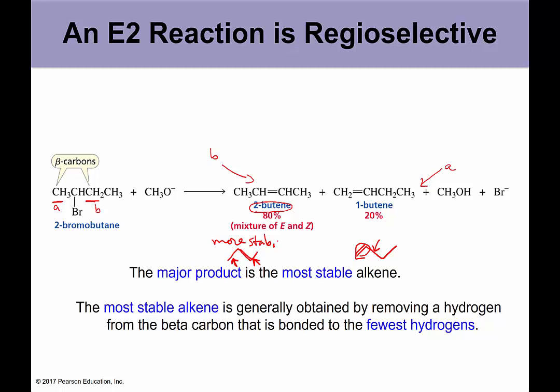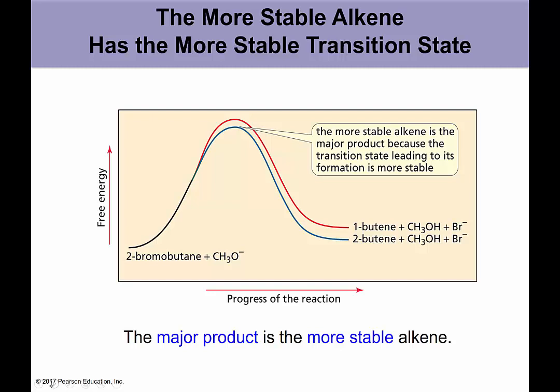And generally speaking, when you have a sterically unhindered base, that equals the more stable alkene. Okay, so what's the reason for that? The reason for that is in the E2 reaction, this is a one-step reaction, and you can imagine that when this reaction takes place, because the product is lower in energy, the transition state energy is also lower.